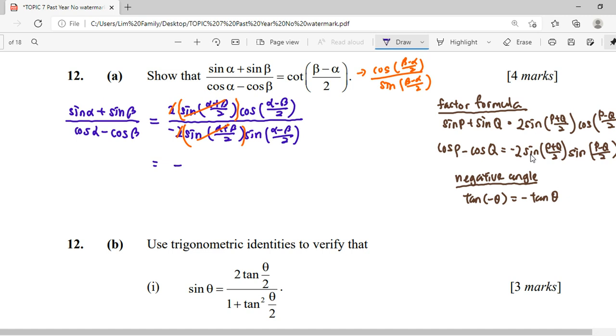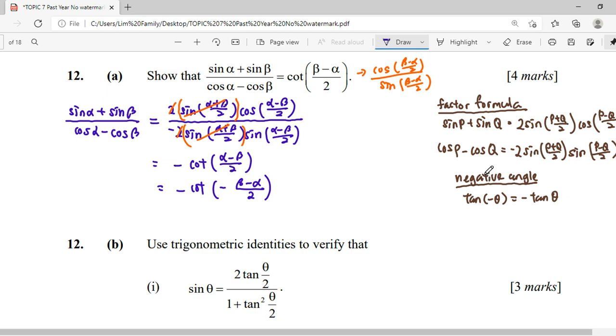So here we are left with negative cos over sine. Cos over sine on the same angle is cotangent: cotangent of alpha minus beta over 2. But notice that our angle is not alpha minus beta, our angle is beta minus alpha. This means we have to take out the negative from the angle alpha minus beta there. So when we take out the negative, it will become beta minus alpha over 2.